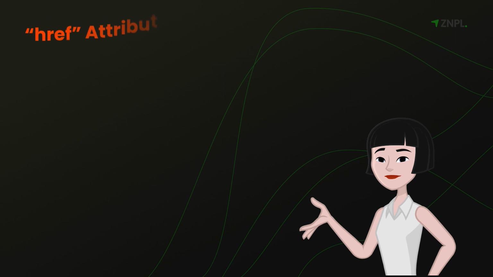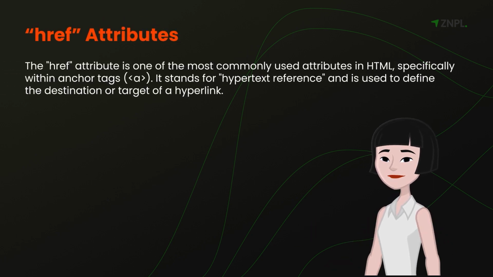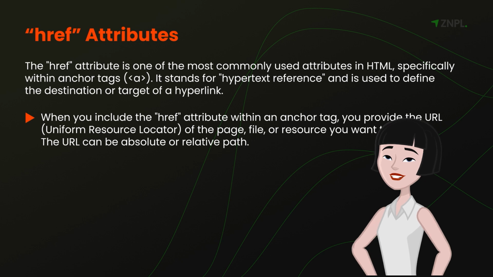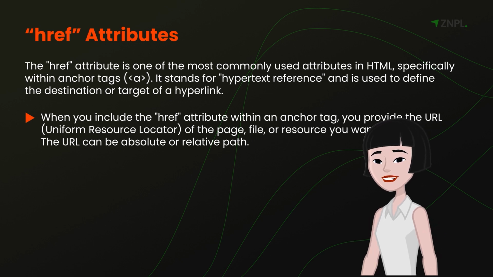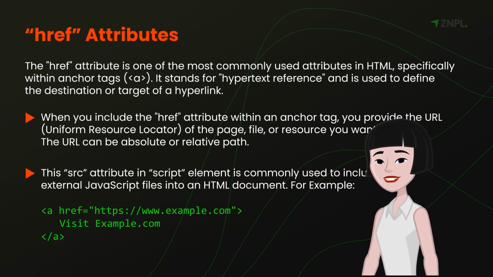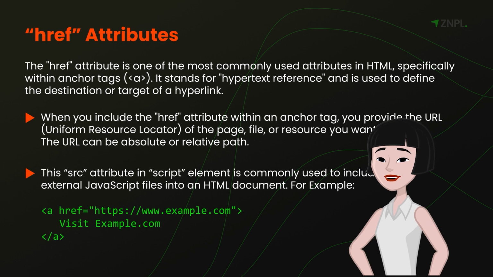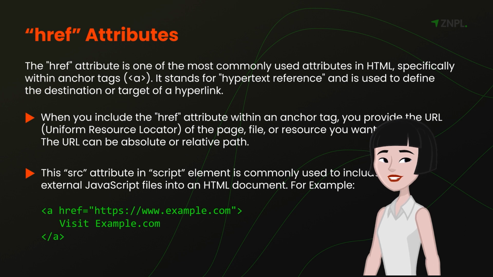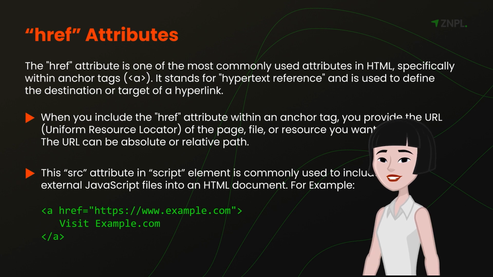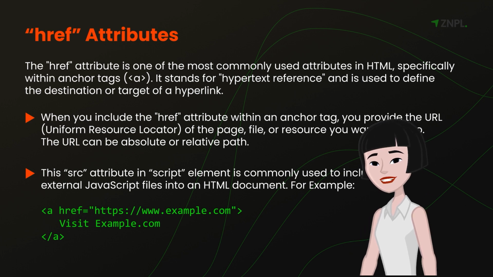href attribute. The href attribute is one of the most commonly used attributes in HTML, specifically within anchor tags. It stands for hypertext reference and is used to define the destination or target of a hyperlink. When you include the href attribute within an anchor tag, you provide the URL of the page, file, or resource you want to link to. This URL can be an absolute URL, starting with http:// or https://, which links to an external website, or it can be a relative URL, which points to a file or page within your own website.